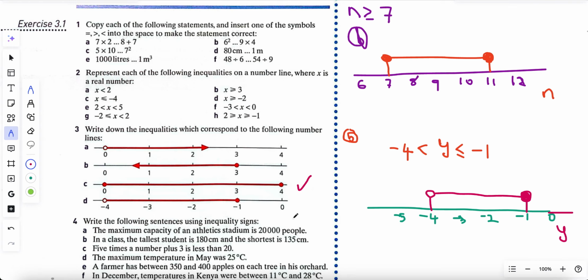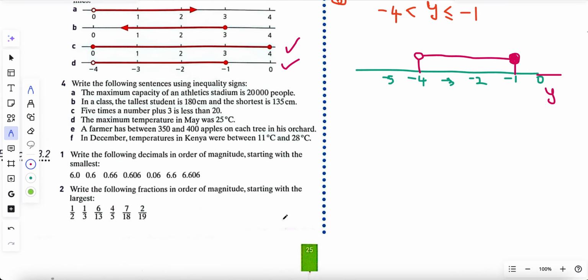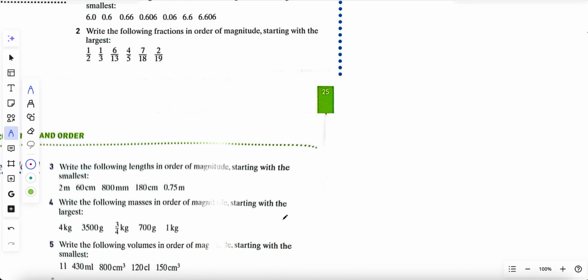So there are many examples. Sorry, not this one. This one. This is what they did here. If you look at this, from -1 to -4, this one was not shaded. This one was shaded. Okay, so that's what it is. Now let's move to the next page.